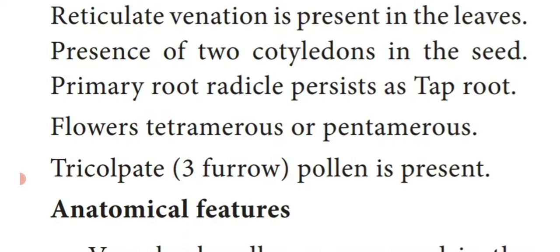Flowers are pentamerous or tetramerous. The colored part of a flower is known as the petal or corolla, and the petals are 4 or 5 in number. Imagine a shoe flower, which has 5 petals. That is said to be pentamerous. Likewise, some other flowers show 4 petals, which is said to be tetramerous.